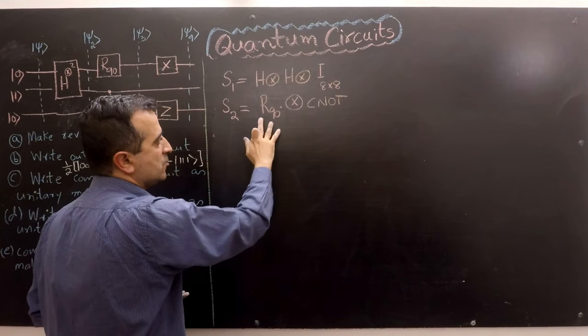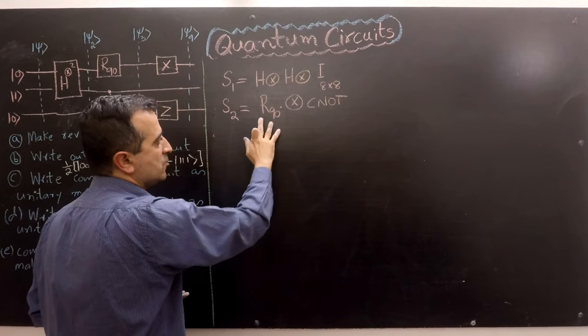In part D, we are asked to find the unitary matrix for the reverse circuit. The unitary matrix for the reverse circuit will be the conjugate transpose of this matrix. I am not going to compute that because I think you can do that yourself. And the last part says to compute the output of this circuit using this unitary matrix, which is very straightforward. We have to put the input on the right hand side.